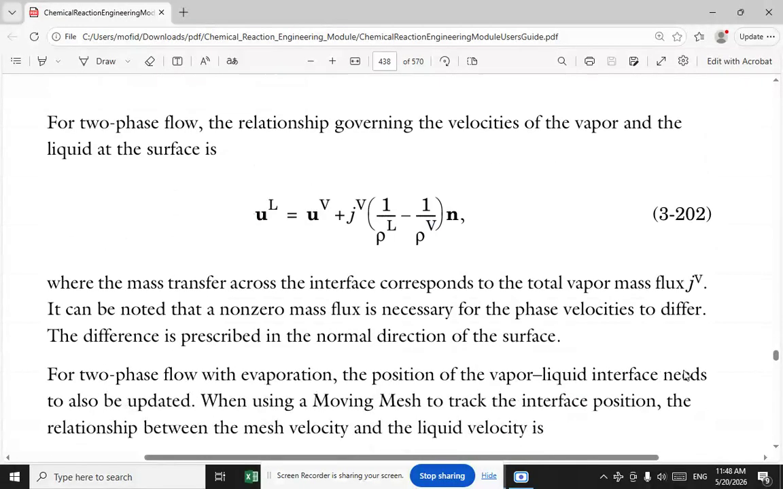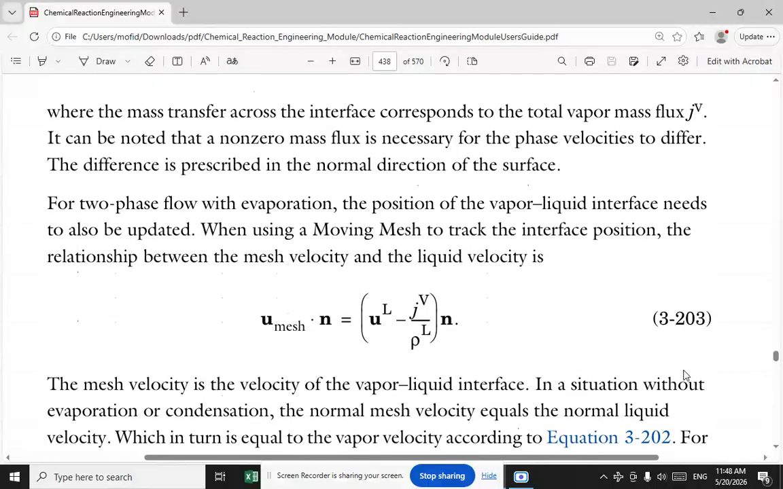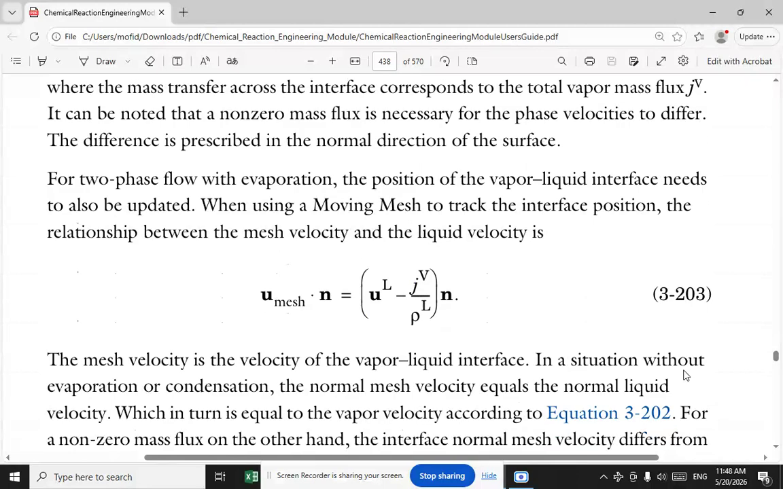3-201. For two-phase fluid, the relationship governing the velocities of the vapor and the liquid at the surface is as follows, where the mass transfer across the interface corresponds to the total mass flux J_T^V. It can be denoted that a non-zero mass flux is necessary for the phase velocities to differ. The difference is prescribed in the normal direction of the surface.